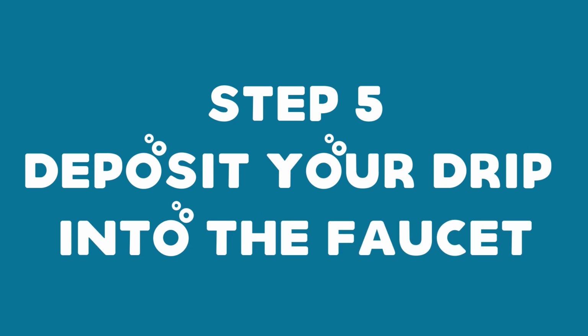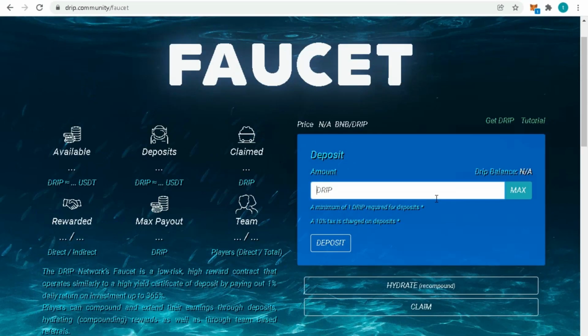Step 5. Deposit your DRIP into the faucet. Scroll back up on the faucet page. Click on Max to deposit all your DRIP into the faucet, and then click on the deposit option given below. Approve the process through Metamask and allow it a few seconds to process the transaction. Click OK on the deposit confirmation pop-up. A 10% tax fee will be deducted and you would see the remaining DRIP sitting there.